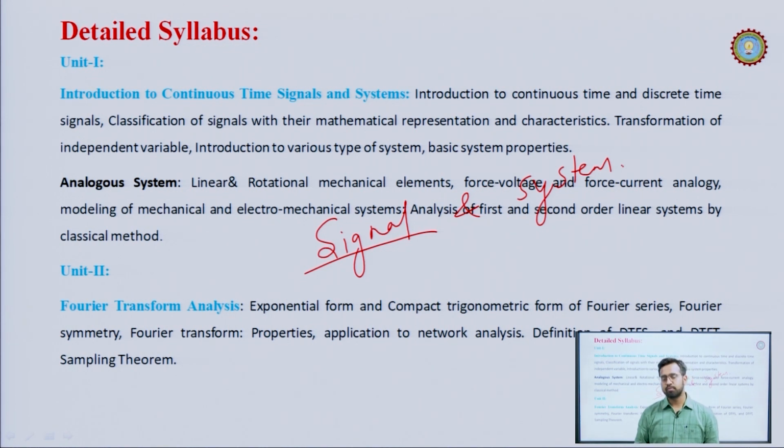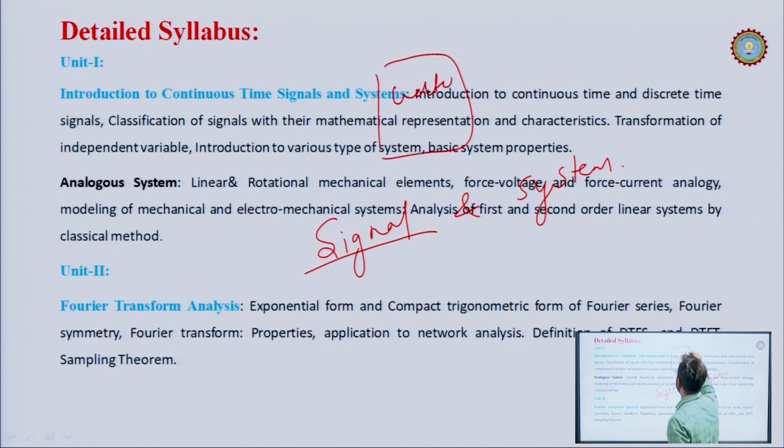Similarly, what is a system? Suppose you give an input and you get an output. There must be some difference between input and output. The change of input into output is done by a system, and that system defines its property. So, what can be systems? For example, suppose there is a water geyser, and what do you give?